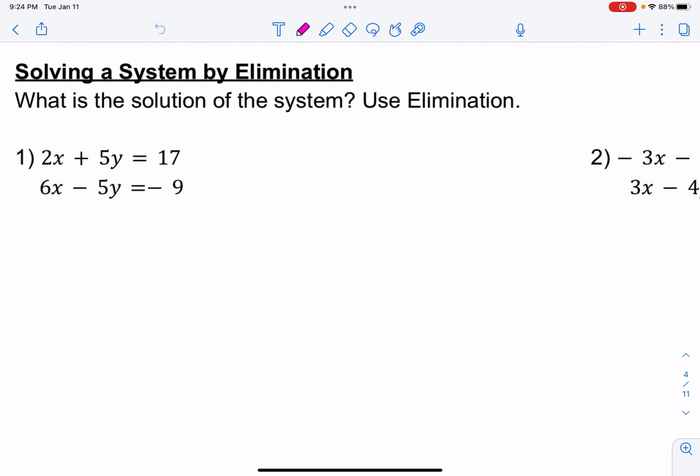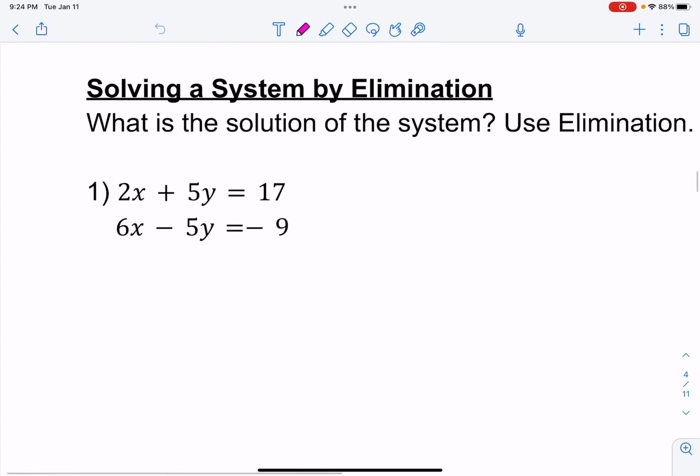So in example 1, we have 2x plus 5y equals 17, and 6x minus 5y equals negative 9. The first thing we needed to make sure we had was that our equations were lined up. So x above x, y above y, which we have. So we can see that.